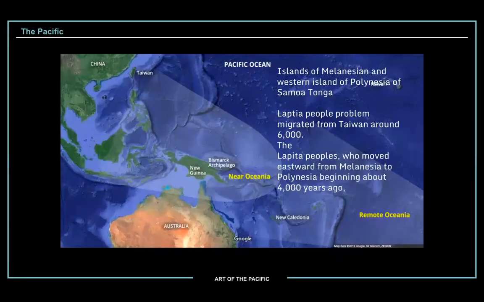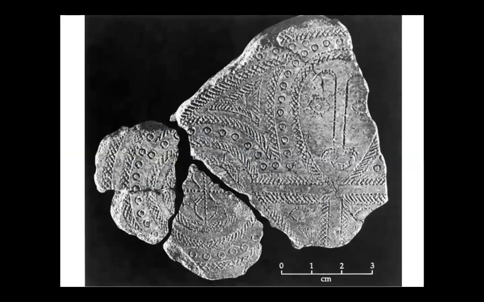Okay, so here we go. Here are the islands of Melanesia, because that's where we're focusing today. The Lapita people probably migrated from Asia. We think that they might have come from Taiwan around 6,000 BCE. And they basically lived in this region and moved across it for the next 4,000 years. So it's again, the Neolithic society. Okay, so this gives you a little idea of the fragments. This is but a very, very small section of a piece of pottery.